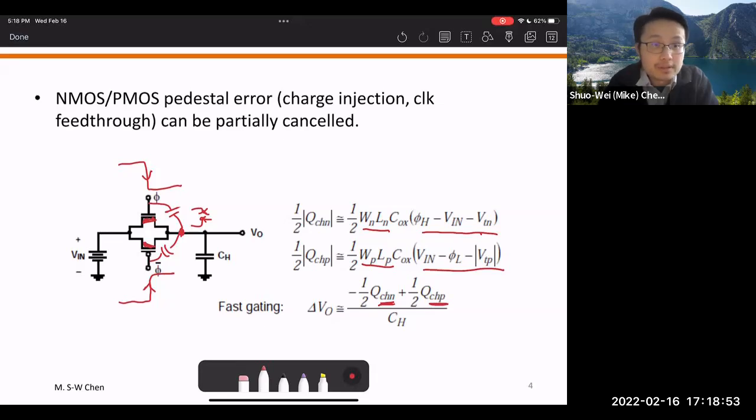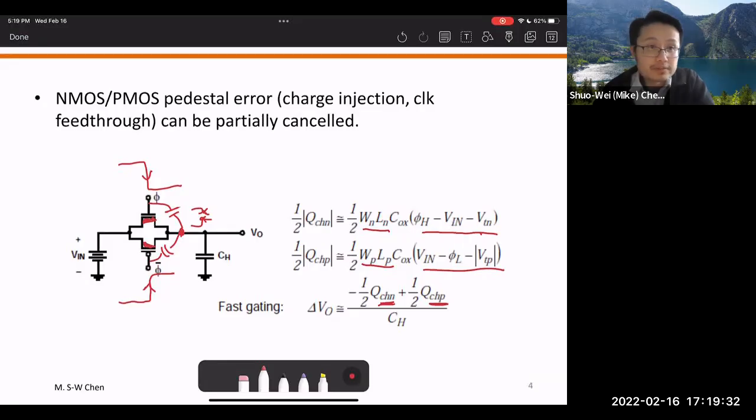If you want to go further and actually cancel them out, you can do a similar thing as we checked in the previous slide. Instead of looking at the W over L ratio, you look at the W times L product, and also the relative relationship between the VGS minus VTH. That's how you can see whether you can reduce this pedestal error.